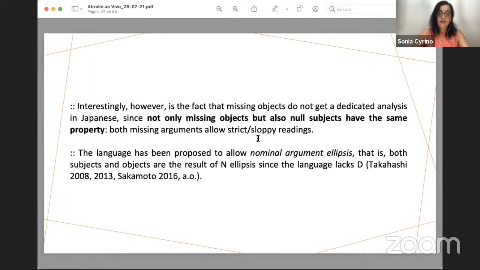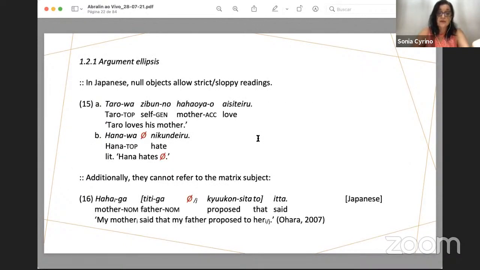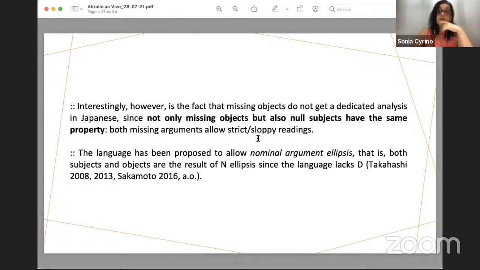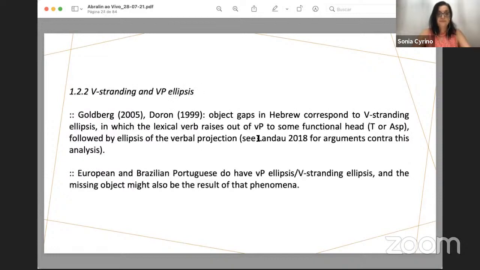not to the mother. Now these missing objects get this analysis of argument ellipsis, but it's not just missing objects, because not only missing objects but also null subjects have the same property of strict sloppy reading. So in Japanese, nominal argument ellipses are proposed both for null subjects and for objects as the result of a nominal ellipsis, because the language doesn't have the head, doesn't have the determiner. So it's not really something which is specific for objects.